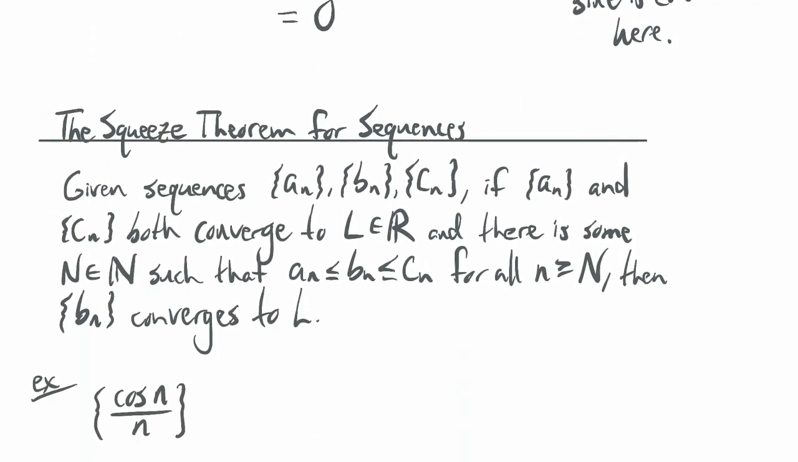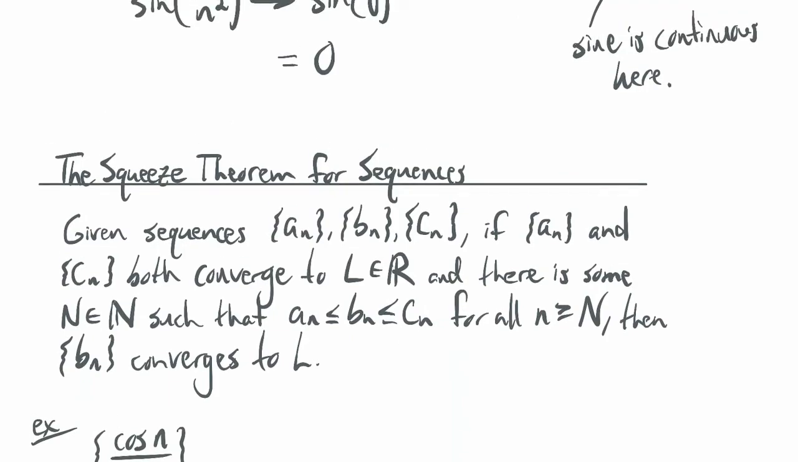Okay, squeeze theorem. If you recall the squeeze theorem from Cal 1, it's the same thing with very minor changes, in that you're referring to sequences, not functions of a real variable. So given sequences a sub n, b sub n, c sub n, if a sub n and c sub n both converge to some real number L, and there is some natural number big N such that a sub n is less than or equal to b sub n, is less than or equal to c sub n, for all little n greater than or equal to that big N, then b sub n converges to L.